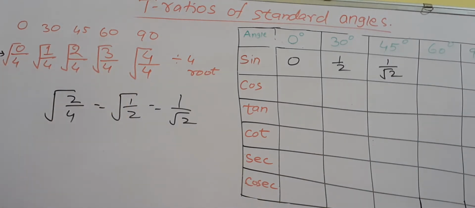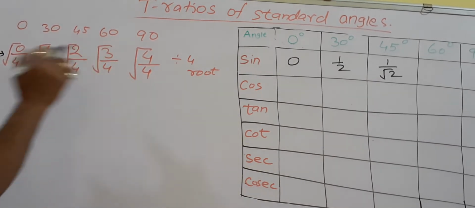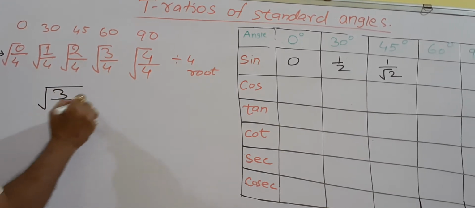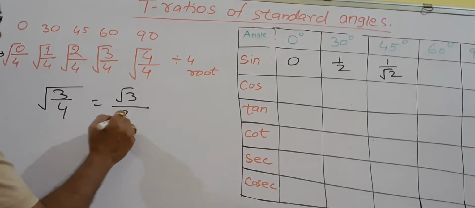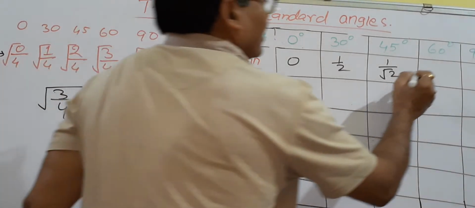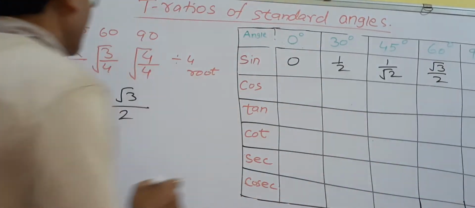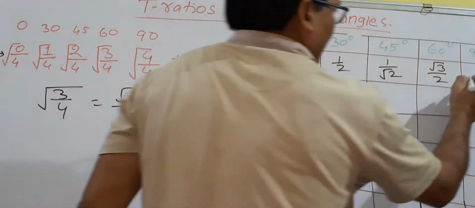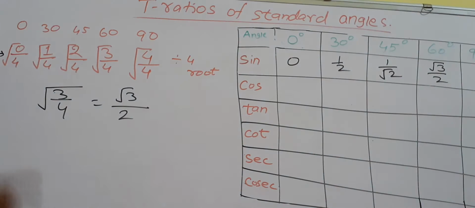Now if you come to 60 degree, same way, the square root of 3 by 4. The square root of 3 will remain as it is and the square root of 4 will be 2. We will get root 3 by 2. 4 by 4 is 1. The square root of 1 is 1. So you got all the sine values.